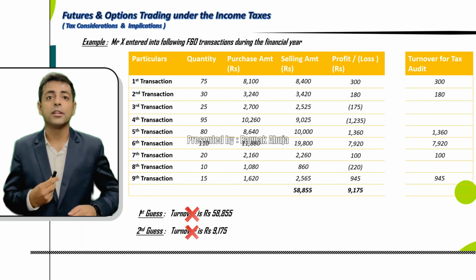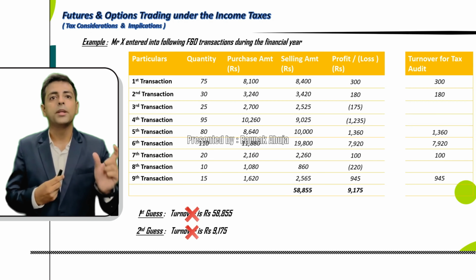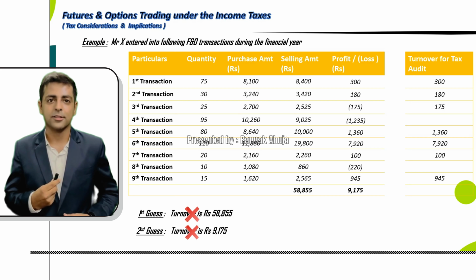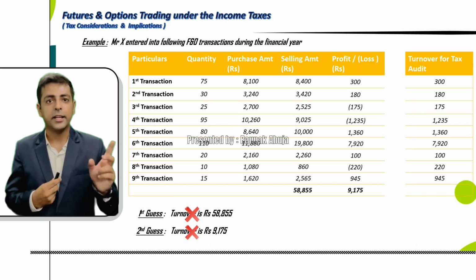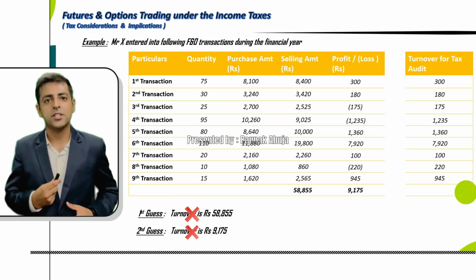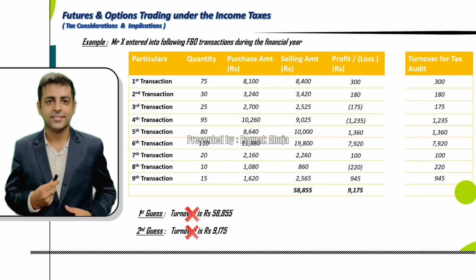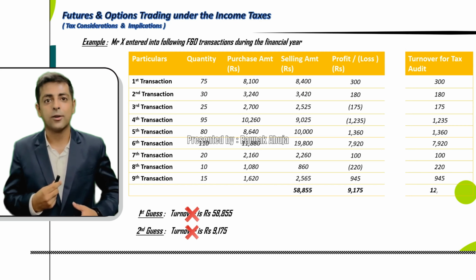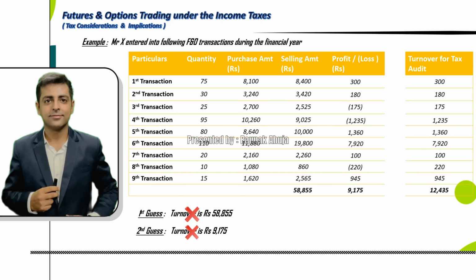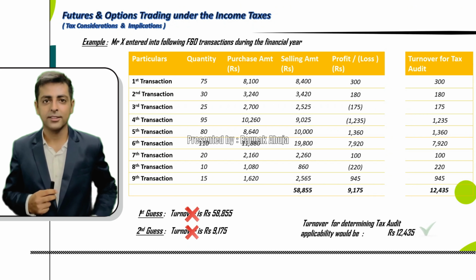Now, in cases where you have incurred a loss, the absolute figure of that loss will be considered to be the turnover for that transaction. In the third transaction, we had incurred a loss of rupees 175. Thus, we will be ignoring the negative value and just taking rupees 175, which is the absolute value. Now, we will calculate the turnover for the remaining two transactions in which we have incurred losses, and the total will come to 12,435. This total of rupees 12,435 would be treated as the turnover for the FnO segment.